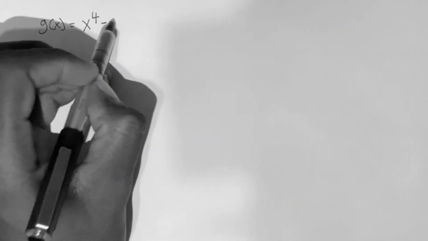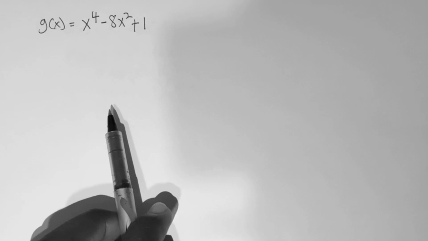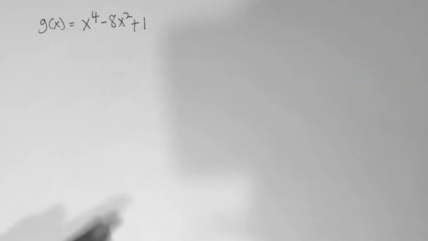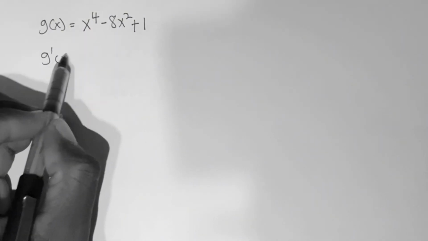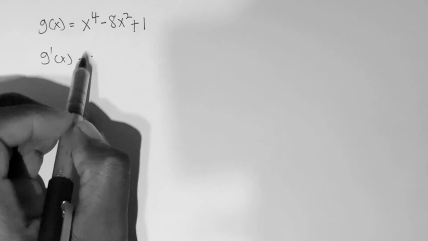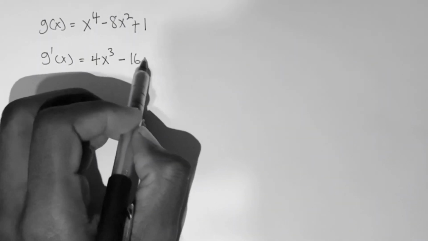Now let's consider this function g of x equals x exponent 4 minus 8x squared plus 1. In what interval is this function decreasing? And also in what interval is it increasing? So now g prime of x is equal to, if you differentiate x exponent 4, you get 4x cubed. And if you differentiate 8x exponent 2, you get 16x. If you differentiate 1, it is 0.